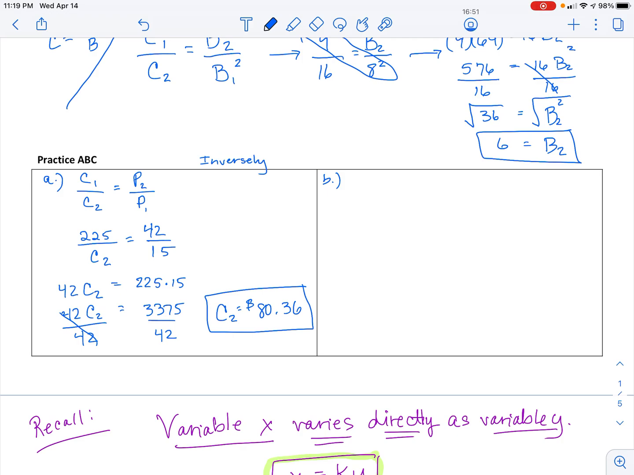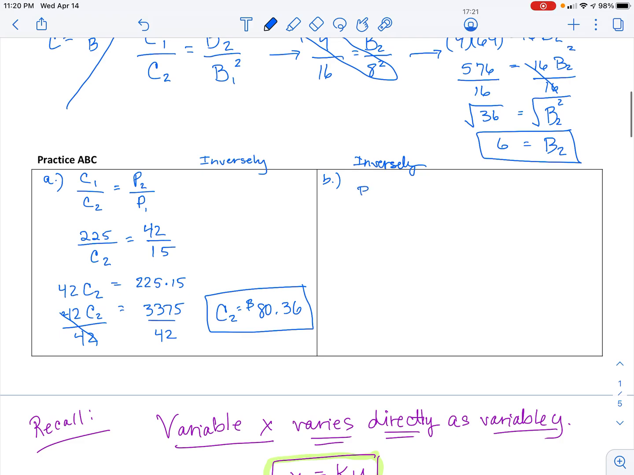Now let's look at letter B. So blues vary inversely as yellows squared. So this one's also inversely. Okay, varying inversely, so we know we're going to flip that second ratio around, right? Our yellows are going to be squared, so we're going to raise that to the second power. If 50 blues go with 5 yellows, how many blues go with 10 yellows? Use the equal ratio method to work the problem.